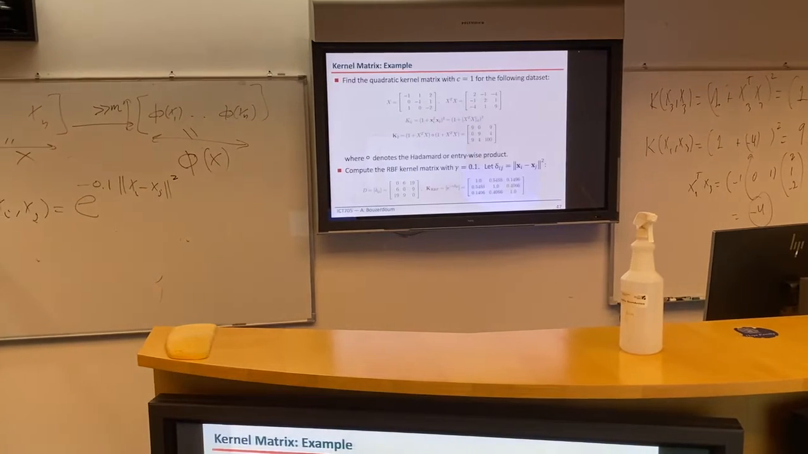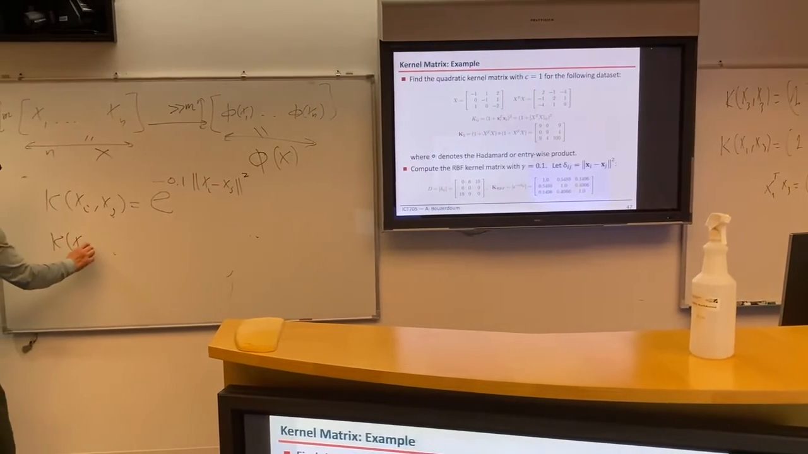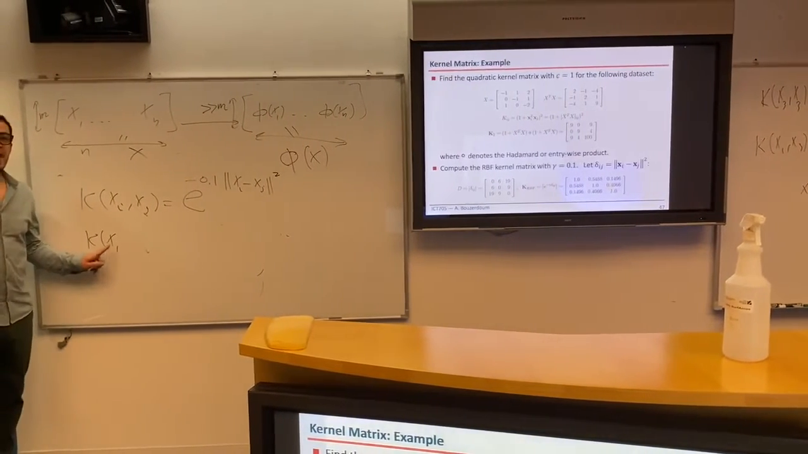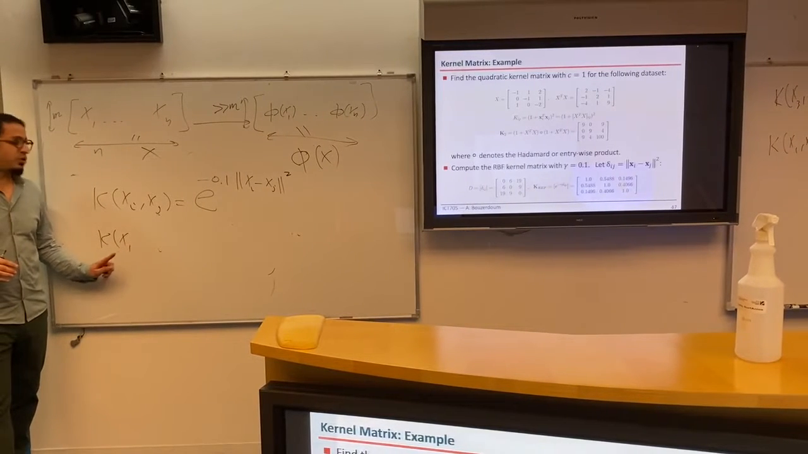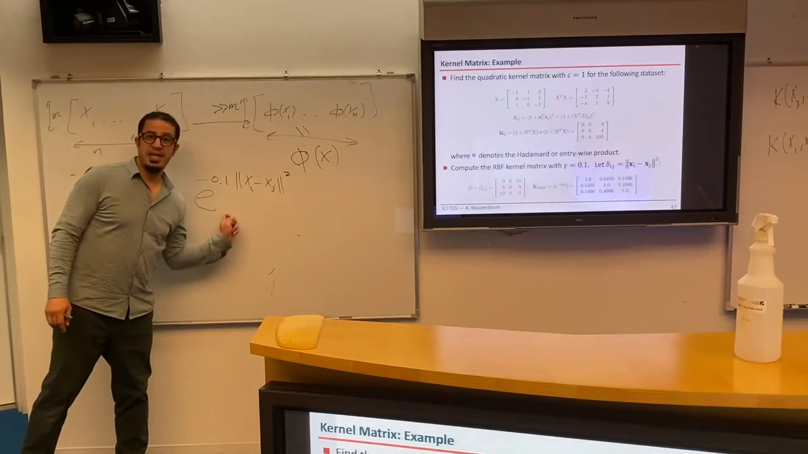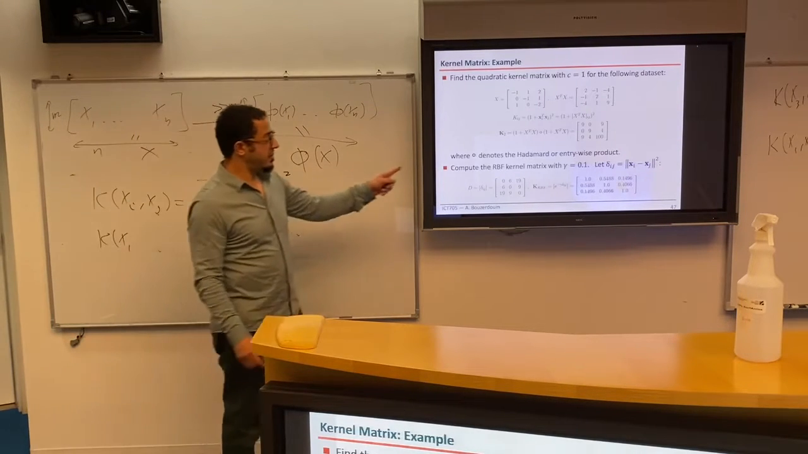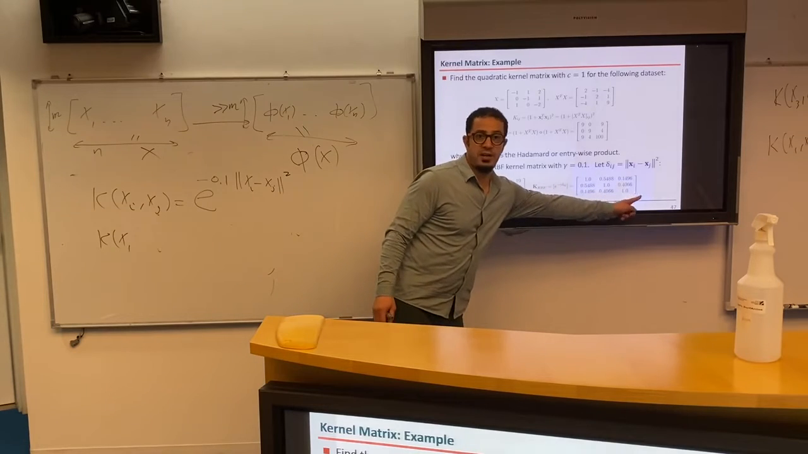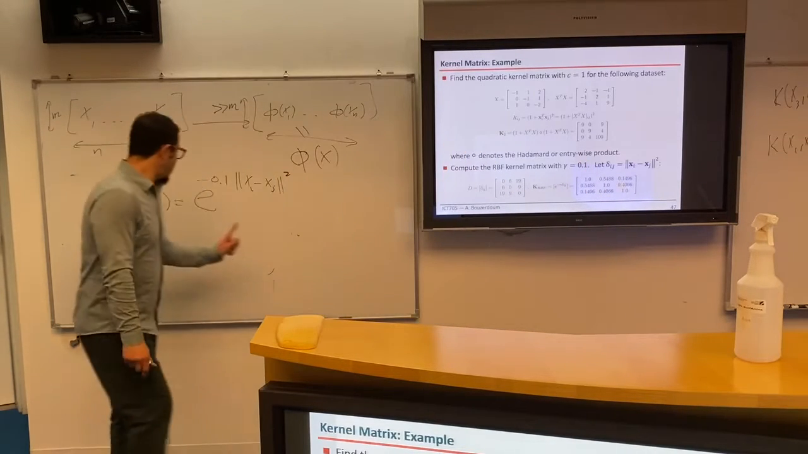Let's try with x1. So here, for K(x1, x1), (x2, x2), (x3, x3), the distance is 0. Exponential of 0 is always 1. You see here 1, 1, 1. It's clear. Let's do x1 with x3.